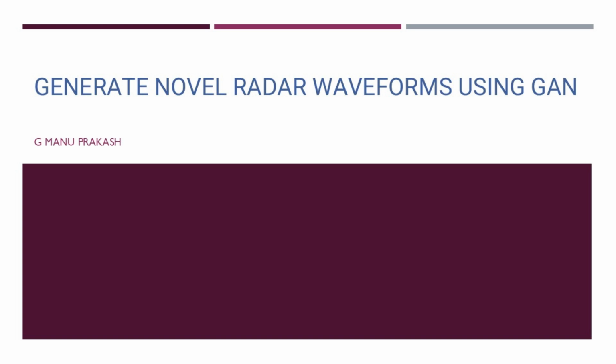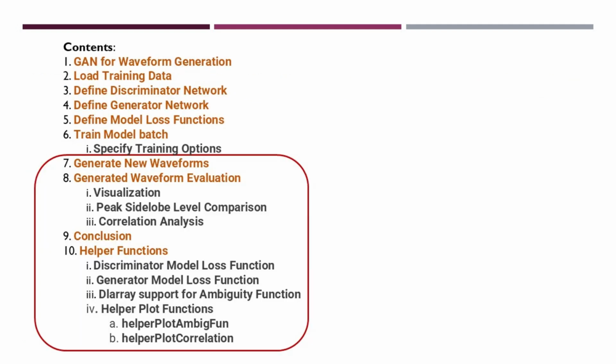Welcome back to our series on generating novel radar waveforms using GAN. This is part 3, where we dive deeper into the practical implementation of generative adversarial networks for creating unique and efficient radar waveforms. In this episode, we will start by generating new waveforms, followed by the evaluation of the generated waveforms. During the evaluation, we will cover key topics such as visualization, peak side lobe level comparison, and correlation analysis. Next, we will move to the conclusion, summarizing our findings.